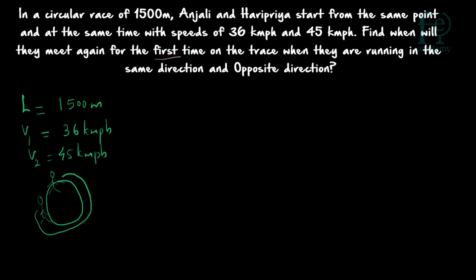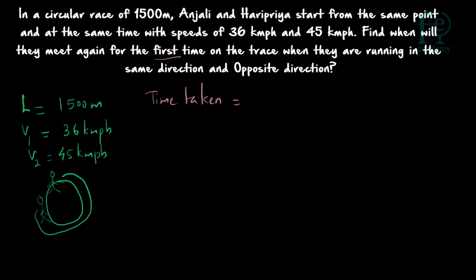And there are two situations. One, Anjali and Haripriya are running in the same direction, and second case is Anjali and Haripriya are running in the opposite directions. So let's derive a common formula for this. Whenever the question comes when the two runners will be meeting for the first time, the time taken will be equal to, what is normally time? Time is equal to distance divided by speed.